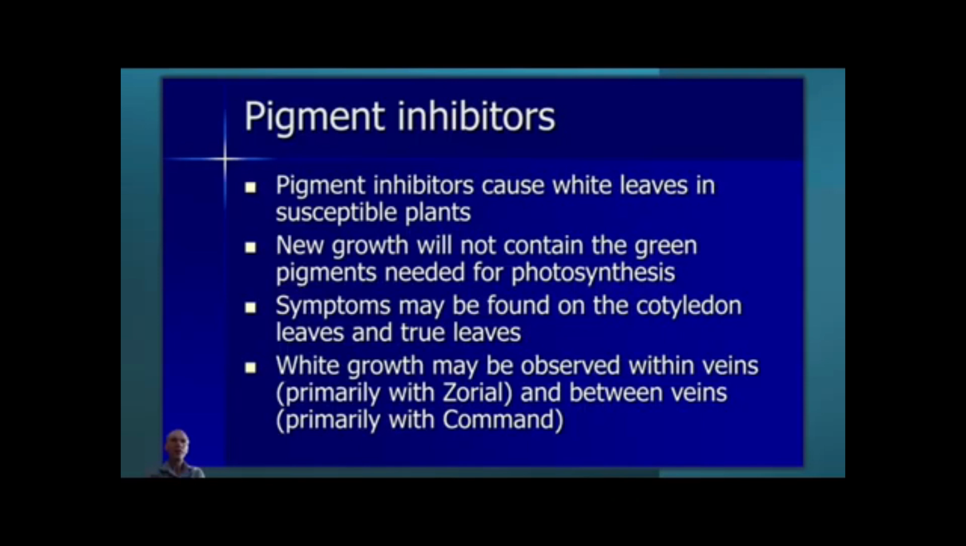Pigment inhibitors cause white leaves in susceptible plants. New growth will not contain the green pigments needed for photosynthesis. Symptoms may be found on the cotyledon leaves and true leaves. White growth may be observed with veins, primarily with Zorial, and between veins, primarily with Command.